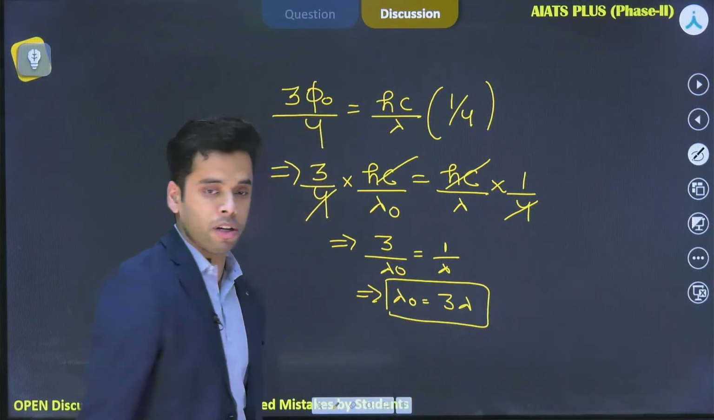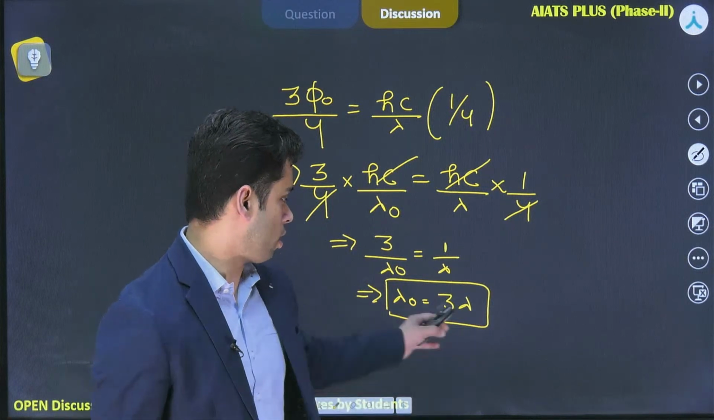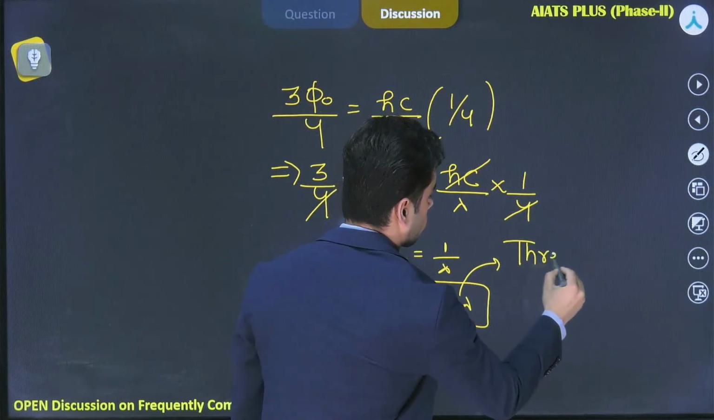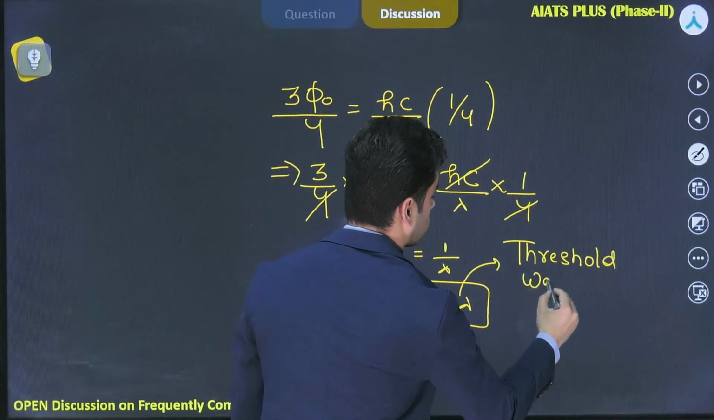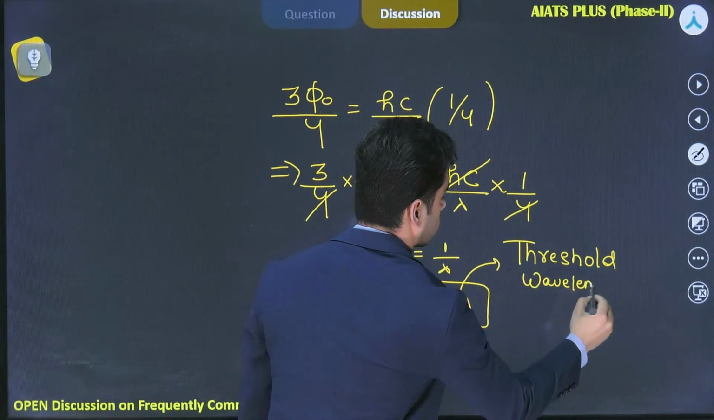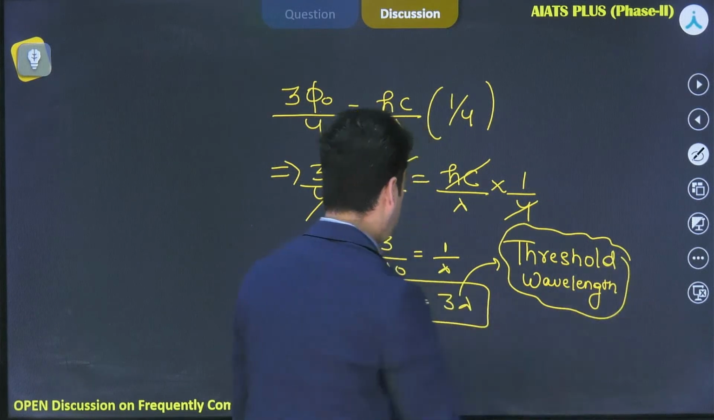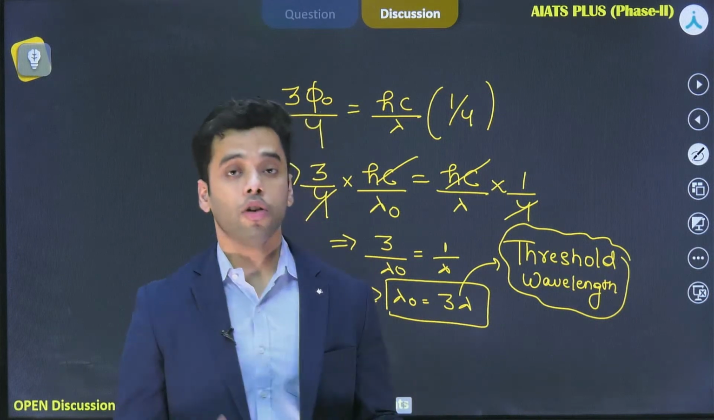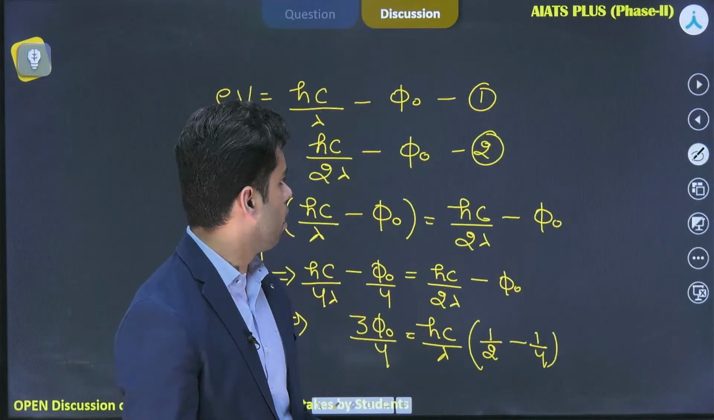Yes, someone has given me the answer. Yes, 3 lambda is the correct answer. 3 lambda is your threshold wavelength. Got it? So 3 lambda is the threshold wavelength, and the value of lambda naught is coming out to be equal to 3 lambda. So that's how you deal with such kind of problems.